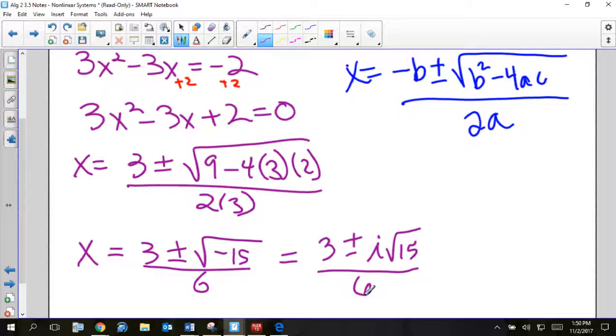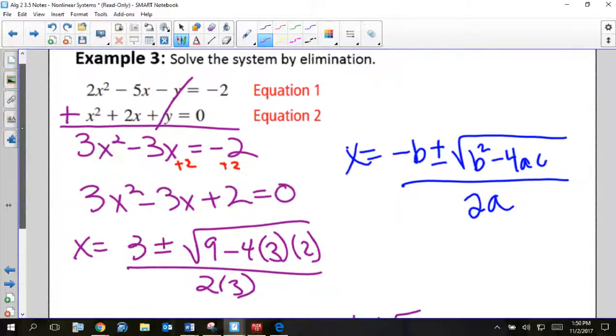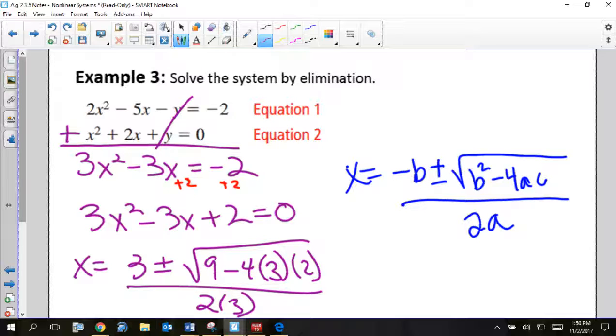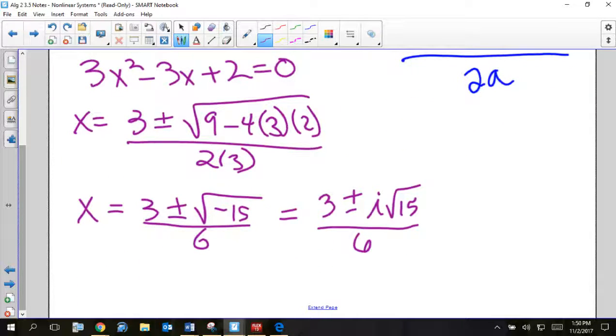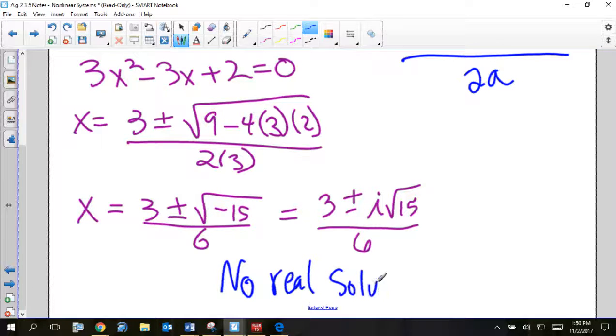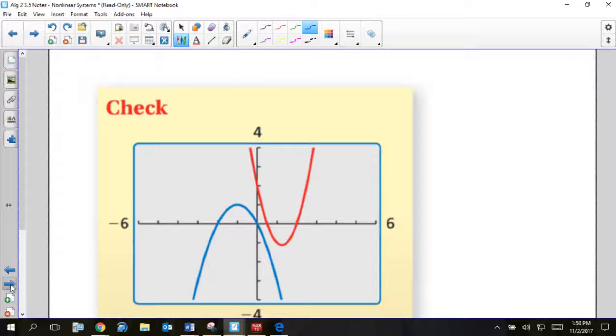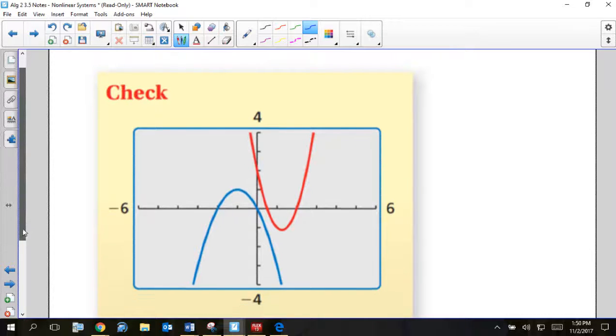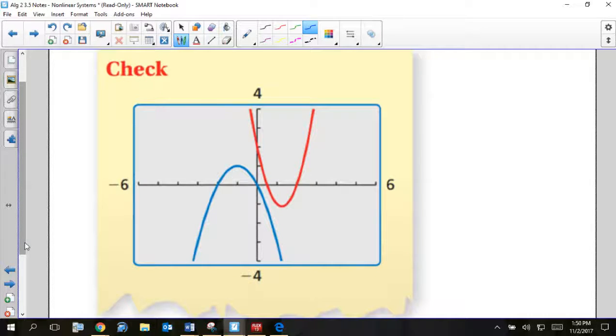Exactly. Were these both parabolas? I can't remember. Yeah, they're both parabolas, right? So these would be 2 parabolas that don't intersect. So we just write no real solution. Okay, so if you get negative under your radical, no real solution. If you graphed it on your graphing calculator, you would also be able to verify that you were right. There is no solution. They don't cross.